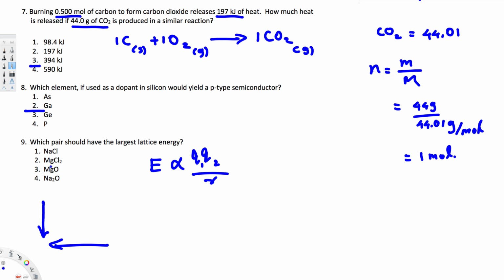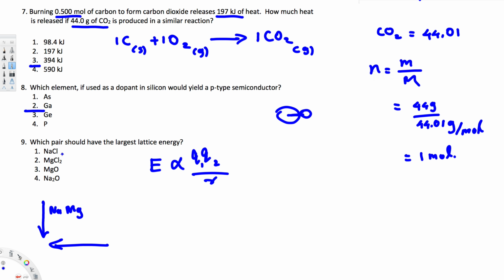Let's compare sodium and magnesium. We know that after sodium we have magnesium. So magnesium is going to be smaller than sodium, right? Sodium is going to be bigger. And if the size is bigger, then the distance will be higher, because if the size is bigger, the distance from the center is going to be high. So whatever the molecule is combined with, the distance is going to be higher.